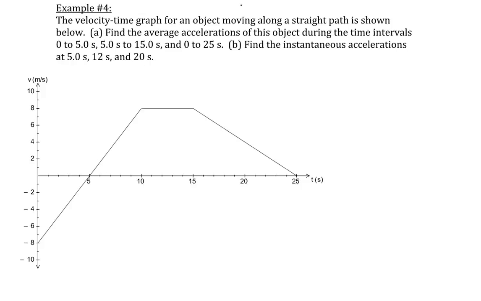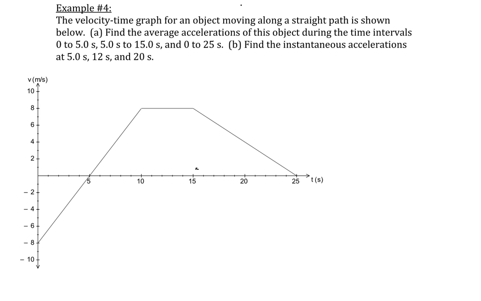Welcome to example number 4. We have a velocity time graph provided for an object that is moving in a straight path, and we're asked to find the average acceleration during 0 to 5 seconds, then 5 to 15 seconds, and then 0 seconds all the way to 25 seconds. And then we're asked to find the instantaneous acceleration at 5 seconds, 12 seconds, and 20 seconds.